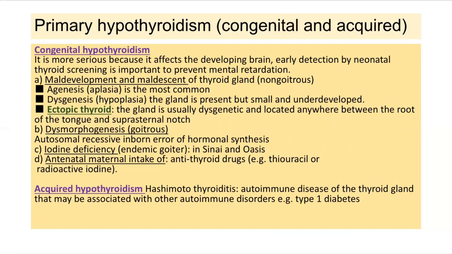فأسباب congenital hypothyroidism إيه؟ ممكن يكون maldevelopment and maldescent. ممكن يبقى فيه agenesis, dysgenesis أو ectopic thyroid. والdysgenesis ده يعني هو the most common cause of congenital hypothyroidism.